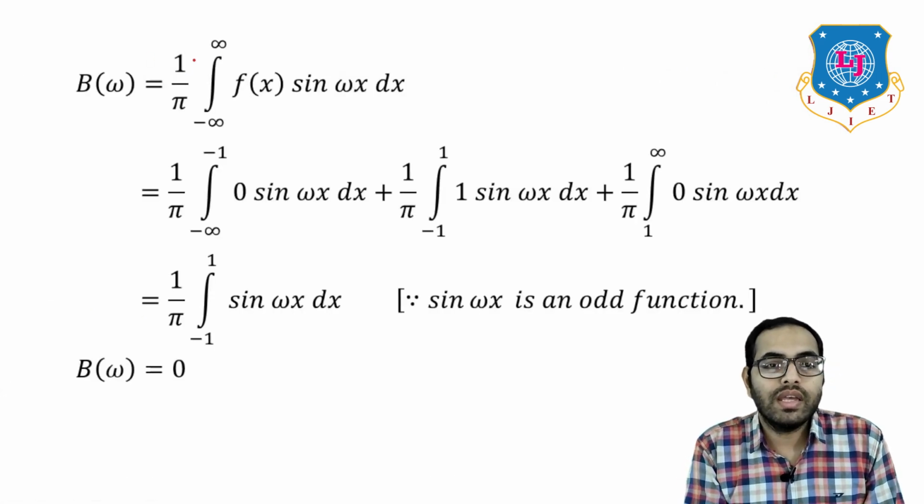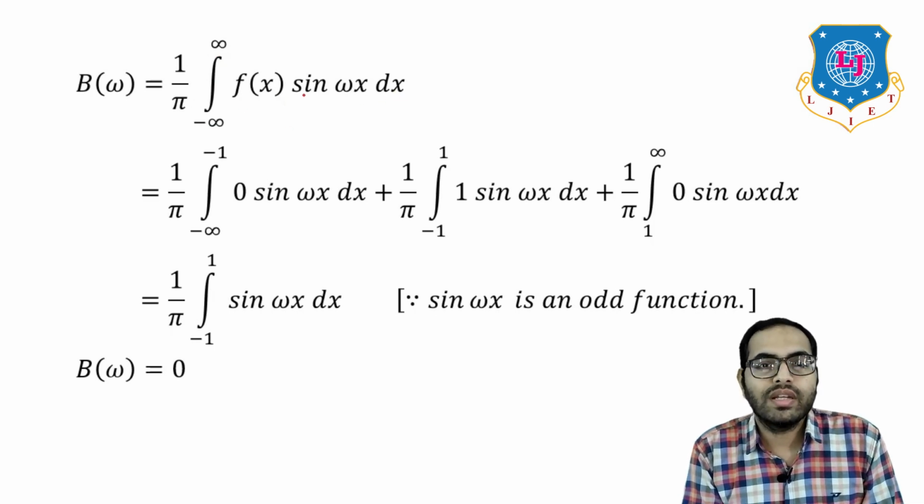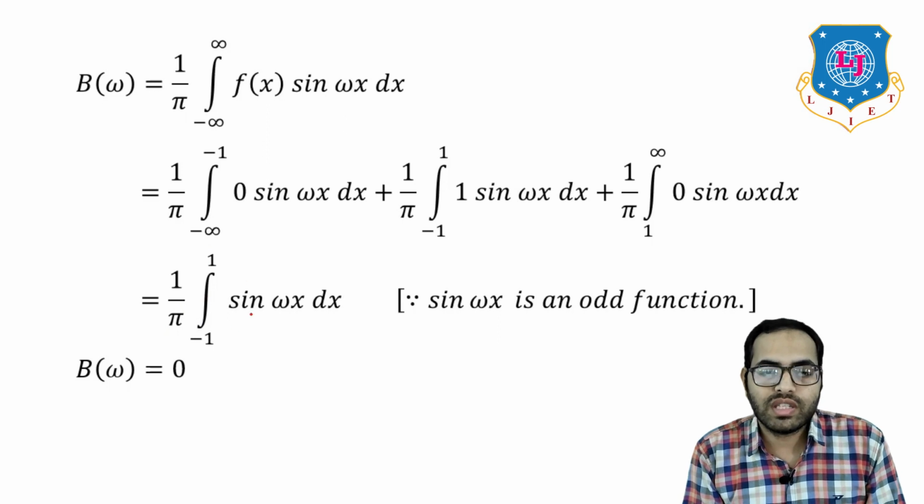Let's move on to the value of b of omega. Here b of omega is equal to 1 upon pi integral minus infinity to infinity f of x sine omega x dx. Firstly, obviously we split the limits: 1 upon pi, and we have three conditions, minus infinity to minus 1, minus 1 to 1, and 1 to infinity. The first and last limits have function value 0, and 0 into anything is 0, so the first and last terms become 0. The middle term is 1 upon pi integral minus 1 to 1 of sine omega x dx. Now here sine is an odd function, and whenever the limit is symmetric and the function is odd, b of omega is equal to 0.